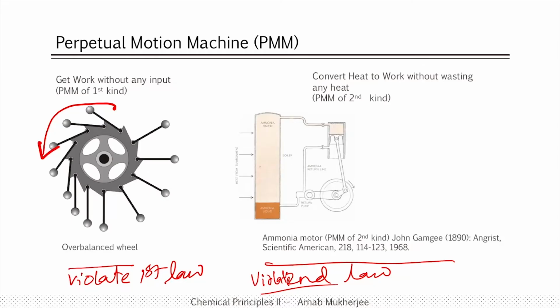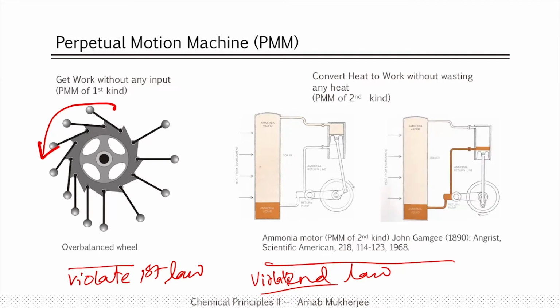A perpetual motion machine of the second kind says that you pay for it, fine, but you cannot eat in full. You have to leave something for others. So I pay 10 rupees, I can only eat up to 8 rupees. I have to leave out 2. This particular machine, called the ammonia motor, also called the zero motor, was made by somebody called John Gamgee in the 1890s, and he convinced the US government that this would work.